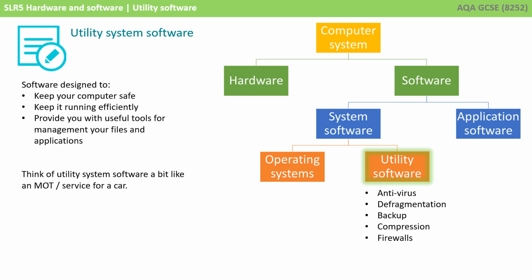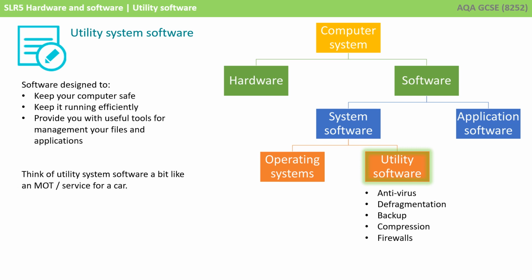Depending what definition you look at and where you read it, some people argue different types of software aren't utility software and some are. But in essence, it is designed to keep your computer safe and keep it running efficiently. It provides you with useful tools for management of files and applications.